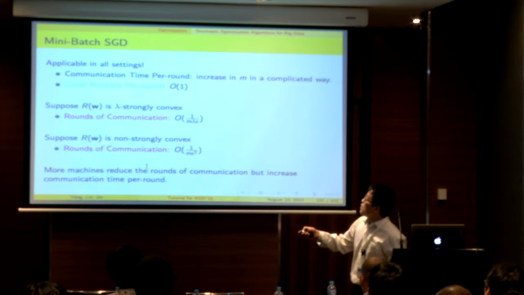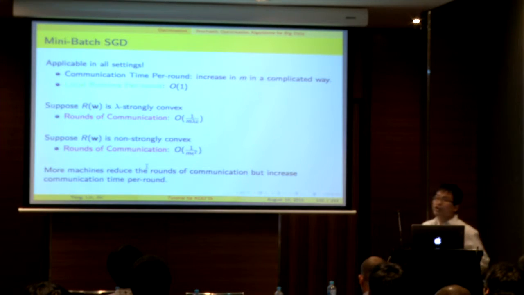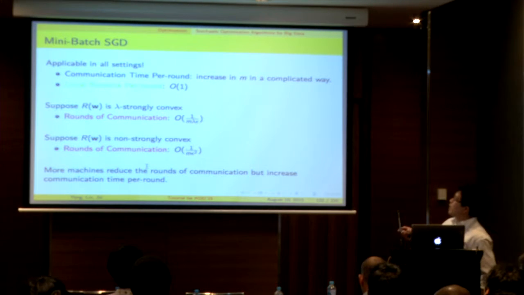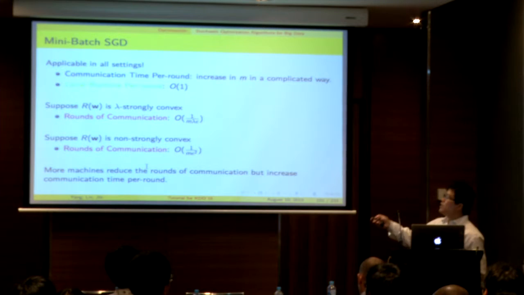If the problem is not strongly convex, everything is the same except that epsilon is now epsilon squared in the denominator. So you really need more communication. You can see that in the single machine case, the algorithm prefers strong convexity to non-strong convexity. In the distributed case, the story is the same. If you have non-strong convexity, you really need to communicate more.